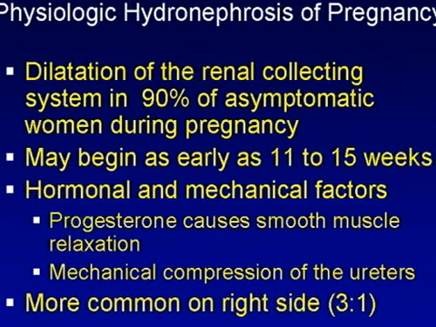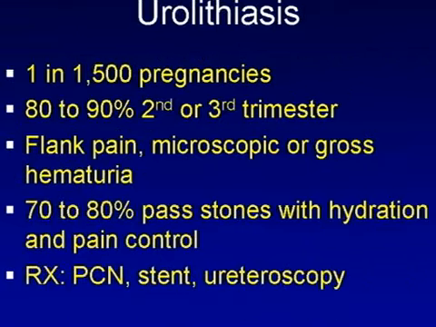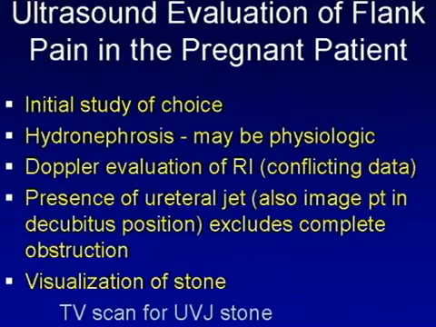Looking at the kidneys, well, physiologic hydronephrosis of pregnancy is common. It occurs in 90% of asymptomatic women during pregnancy. It can begin as early as 11 to 15 weeks. It's probably related to progesterone causing smooth muscle relaxation and ureteral dilatation, as well as mechanical compression of the ureters. It is more common on the right side. Urolithiasis complicates about 1 in 1,500 pregnancies, mostly in the 3rd trimester. Fortunately, most of these stones will pass with hydration and pain control.